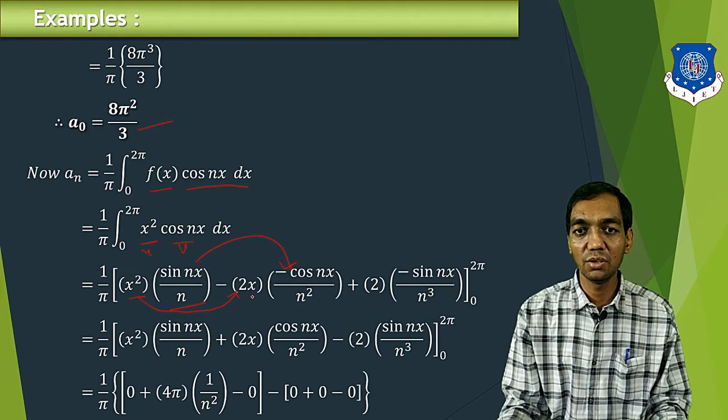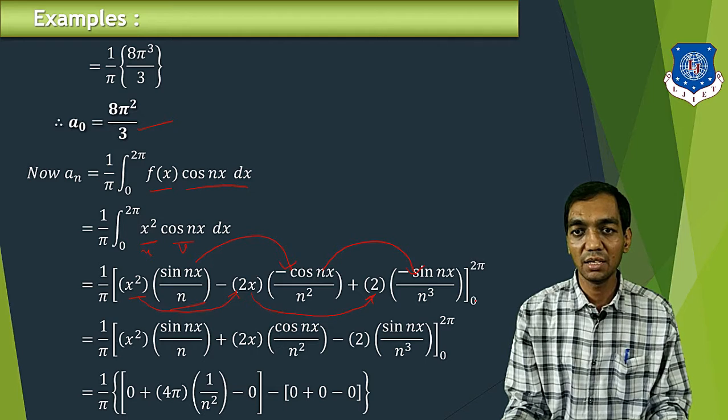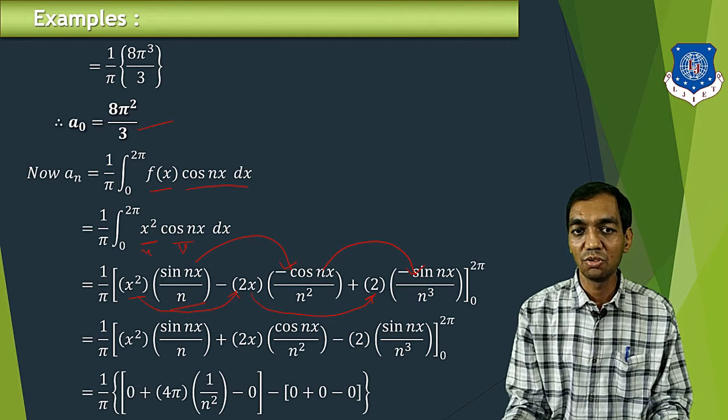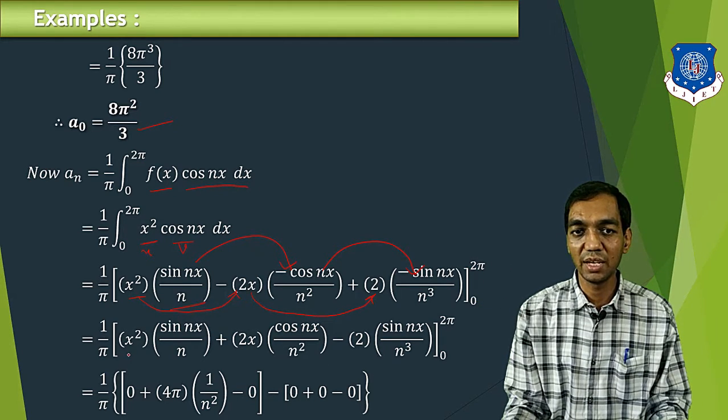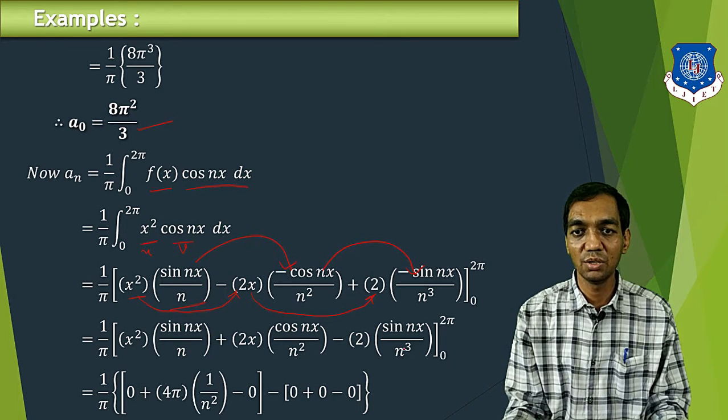Then again derivative of 2x will be 2, and again integration of minus cos, that will be minus sin nx upon n cube. Correct? Limit is from 0 to 2 pi. So simplify this term, that will give x square sin nx upon n, plus, minus minus plus, 2x into cos nx upon n square, plus, minus minus minus, 2 into sin nx upon n cube. Limit is from 0 to 2 pi.